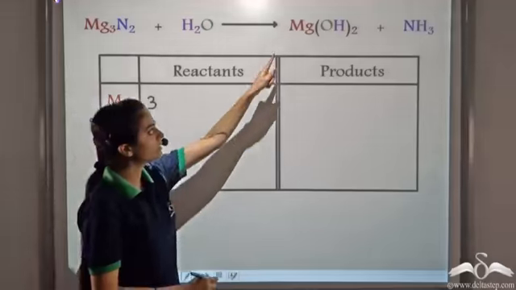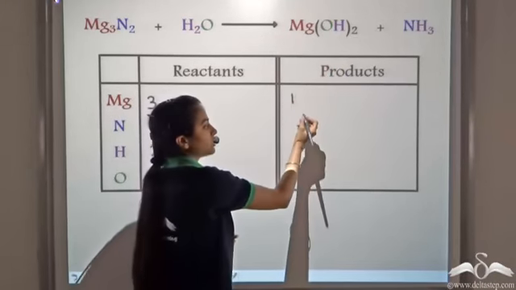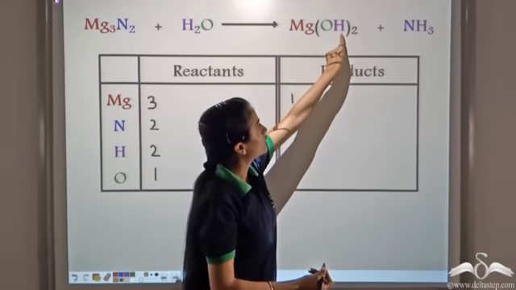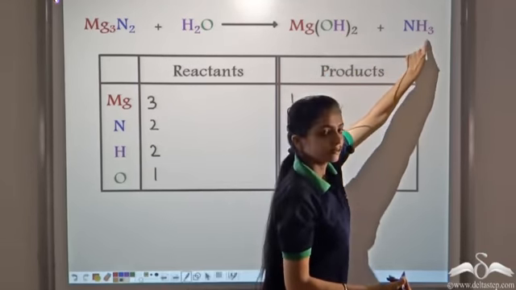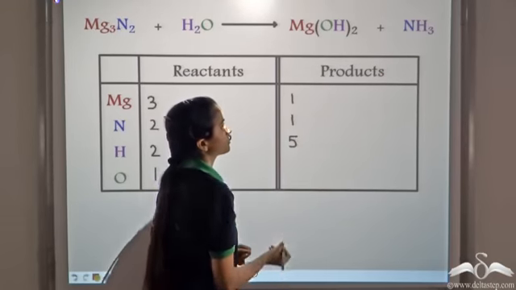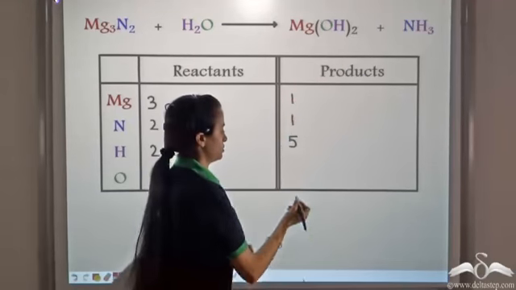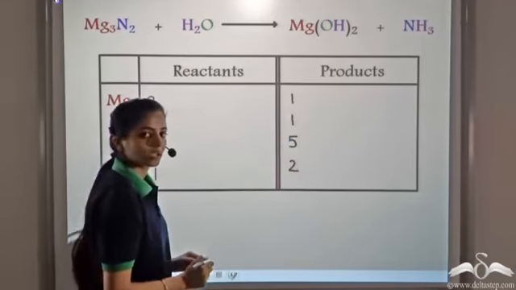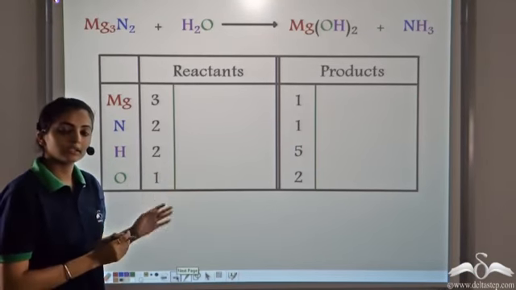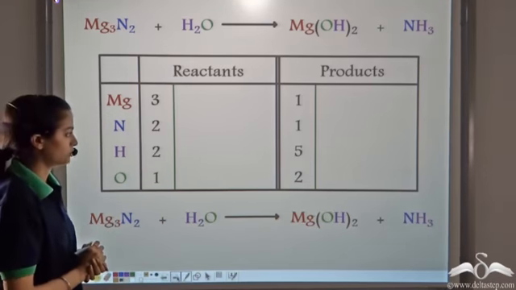On the product side, we have 1 atom of magnesium, we have 1 atom of nitrogen, we have 2 into 1, 2 plus 3, 5 atoms of hydrogen, and we have 2 into 1, 2 atoms of oxygen. So these are the number of reactants and products which are present in the chemical equation. Okay, so let's look at our chemical equation now.